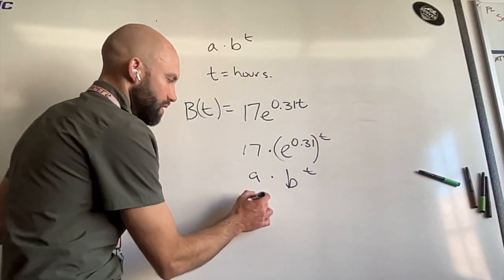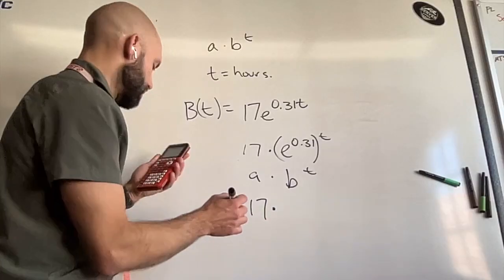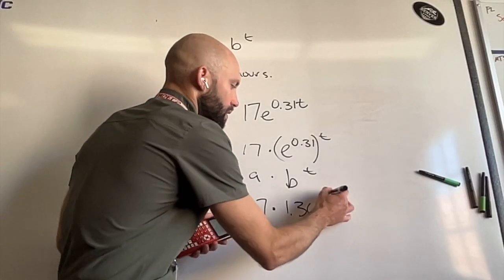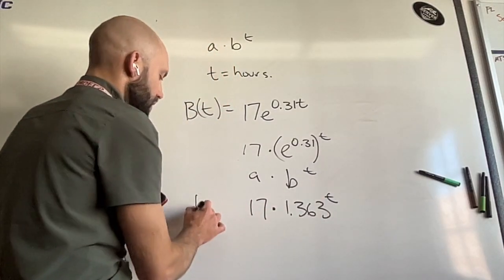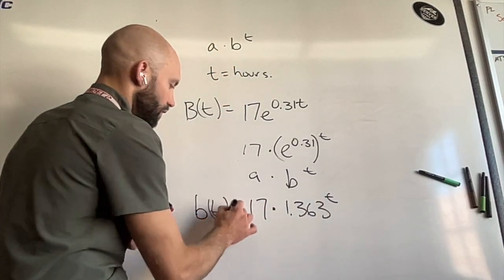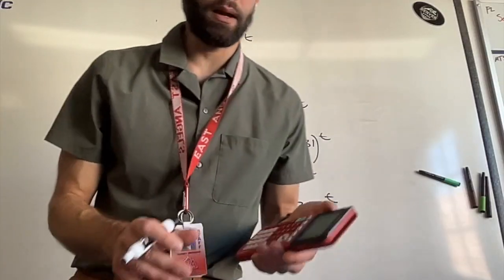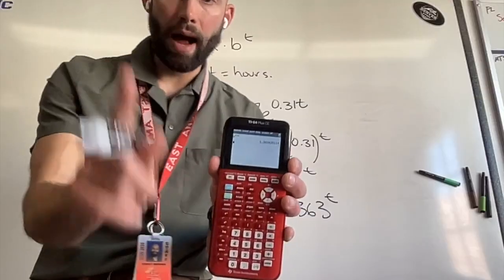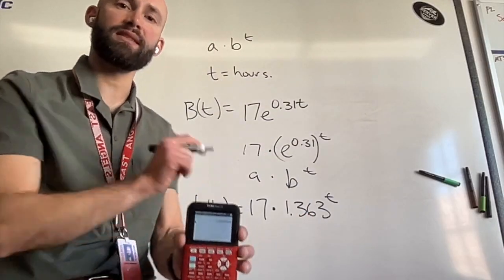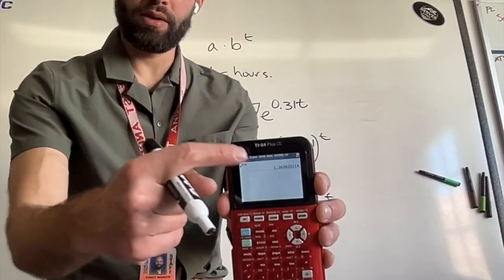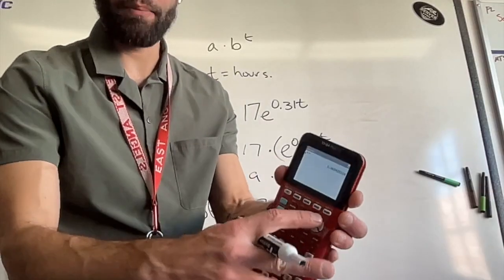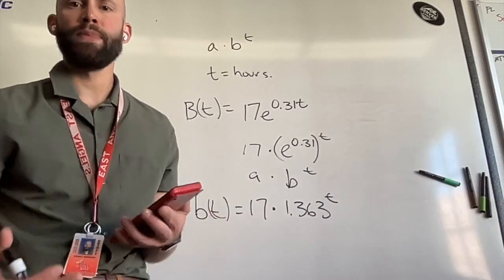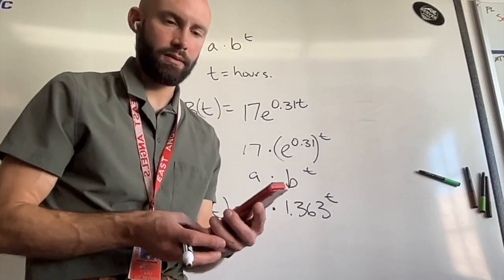So this becomes 17 times 1.363 t. So this is our new function for b of t. It's truncated to 3 decimal places. However, if I were to do math with this, I wouldn't use that number. I would use this number by copying it, by highlighting it and pressing enter. Use that number again so that you get more accurate answers.